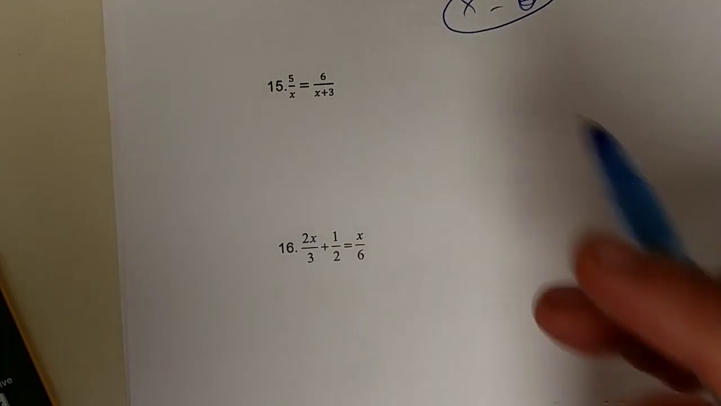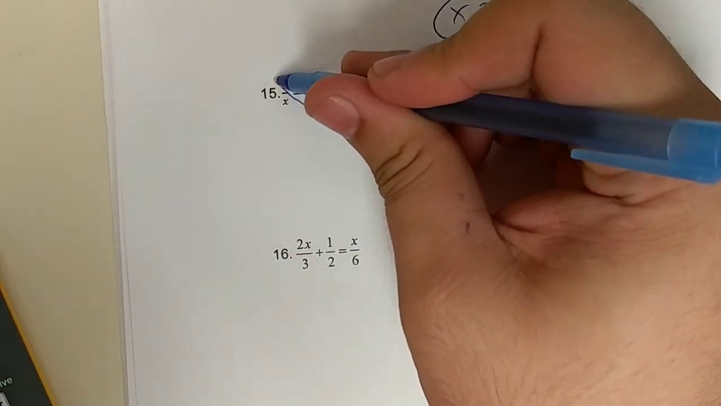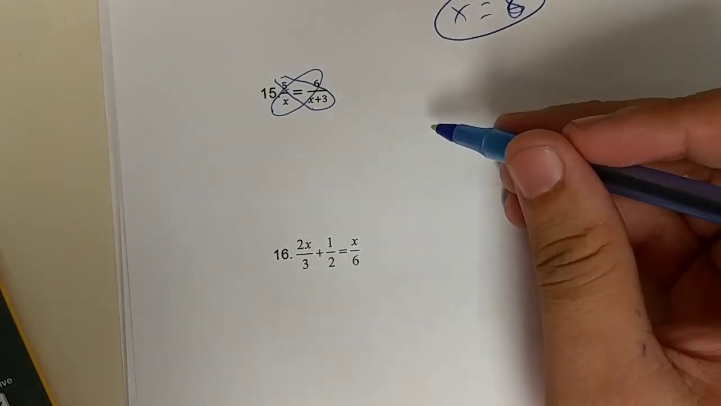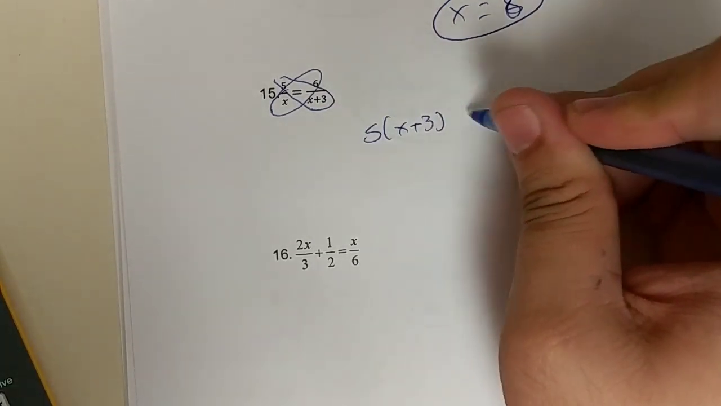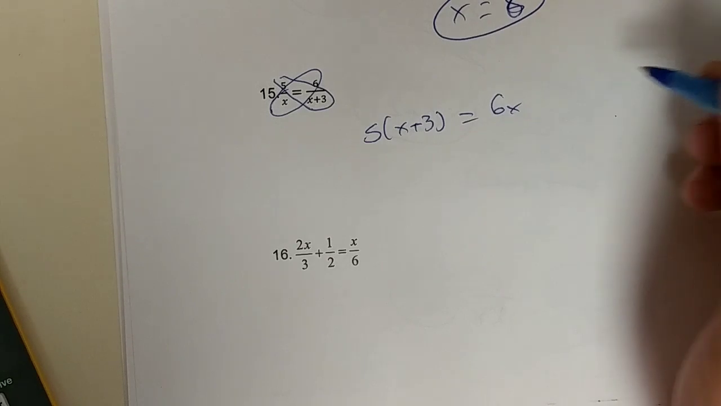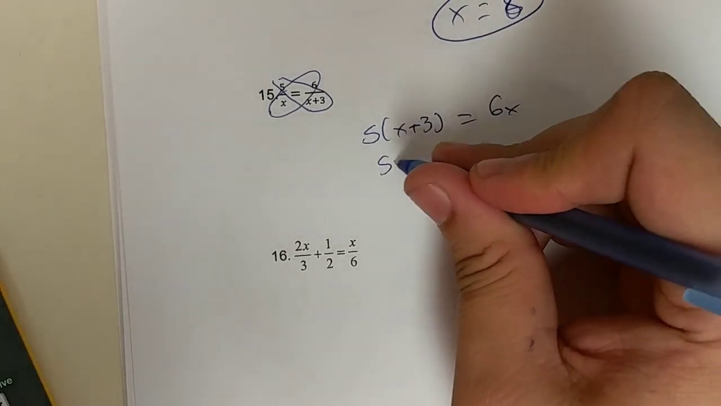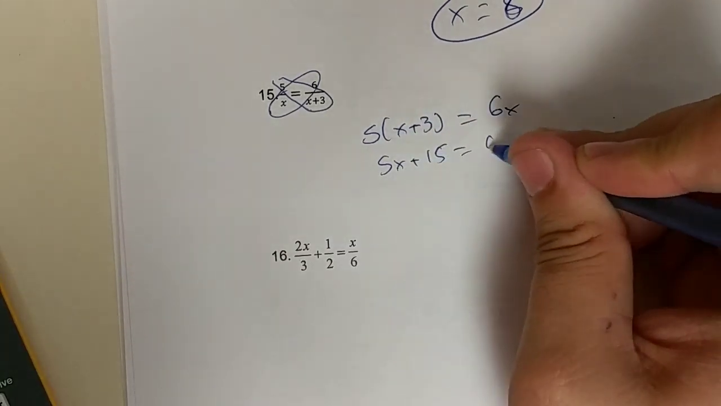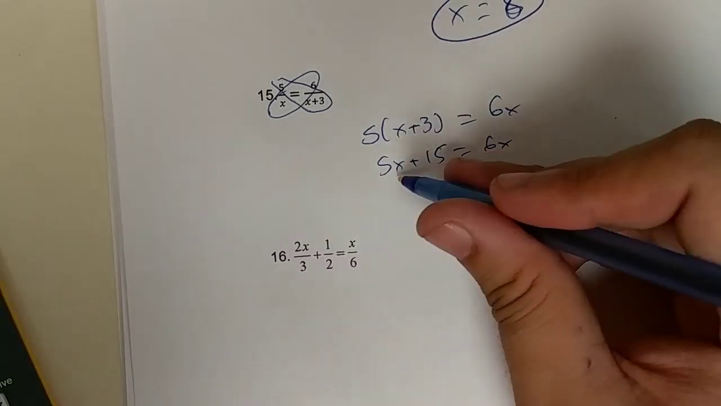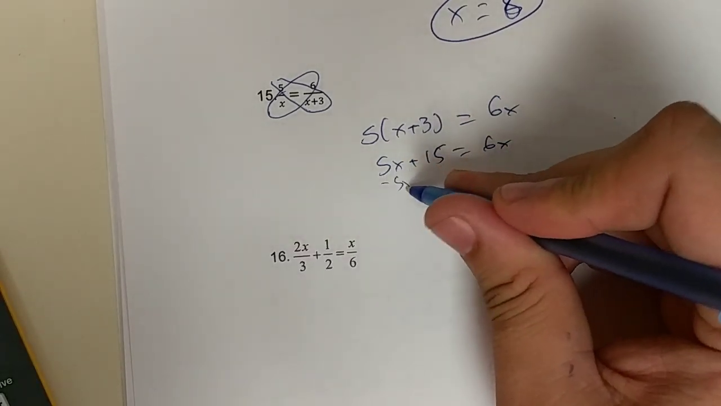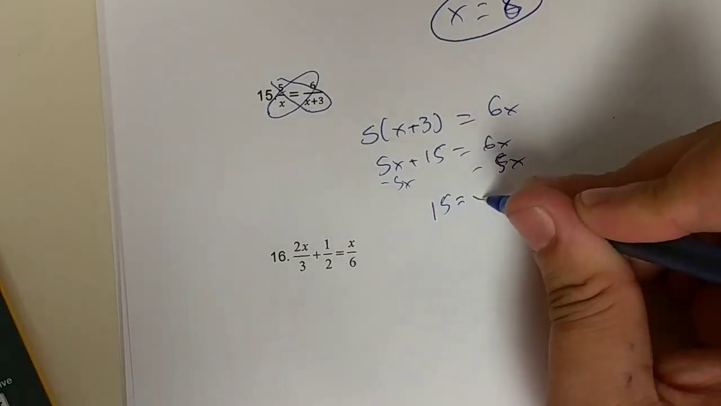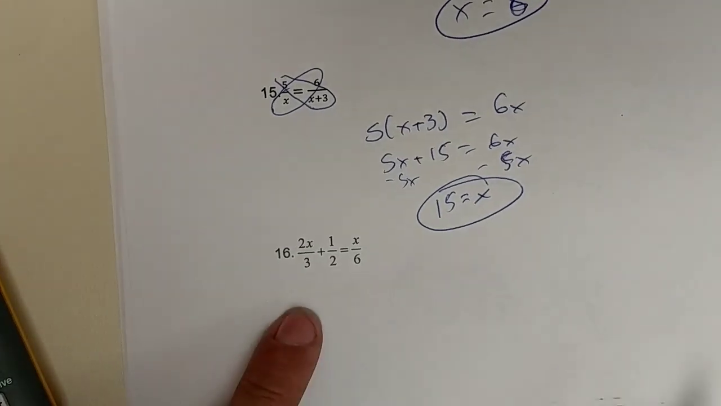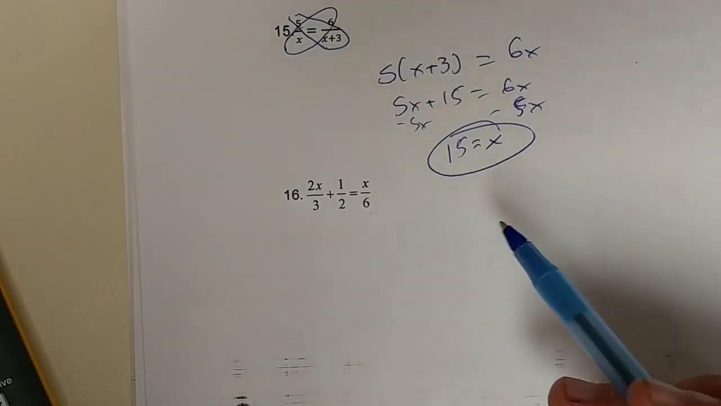Next one, number 15. Over here and over here. Cross multiply. So 5 times x plus 3 equals 6x. So that's 5x plus 15 equals 6x. Minus 5x on both sides. 15 equals x. For some reason I remember this one being 1.